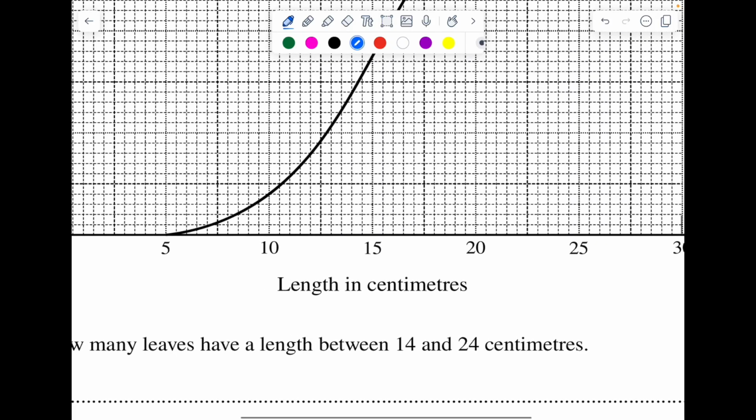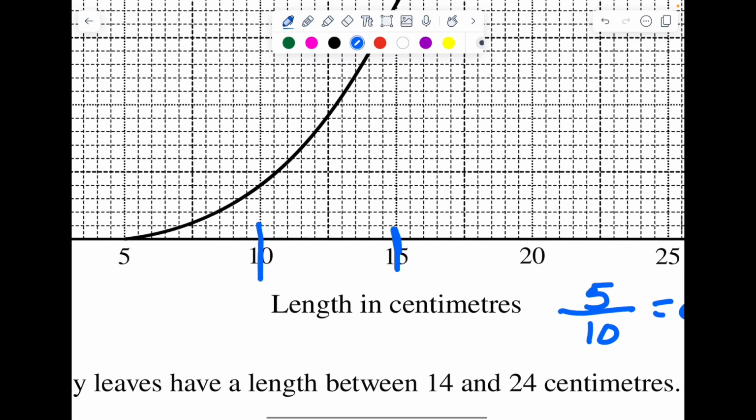14. Now this is 10. This is 15. There are 10 lines and the gap is 5. So the gap is 5 and there are 10 lines, so each line is going to be 0.5. So this is 11.